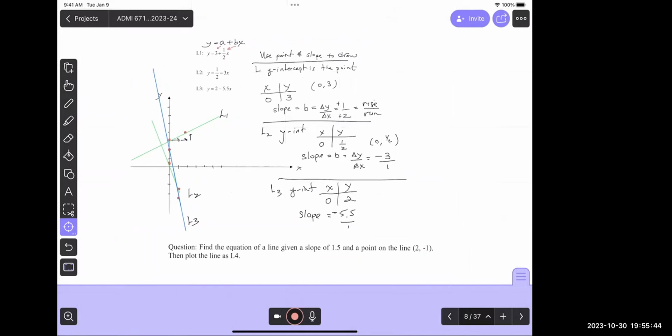2, -1 would be here. And then you use a slope of 1.5. But anyway, I want the equation. I'm more interested in the equation.